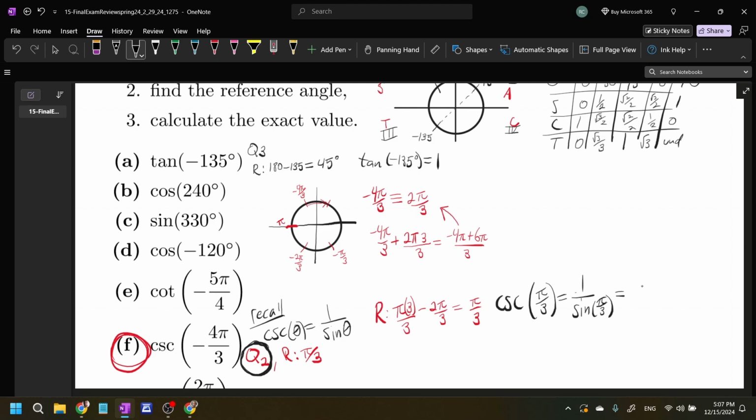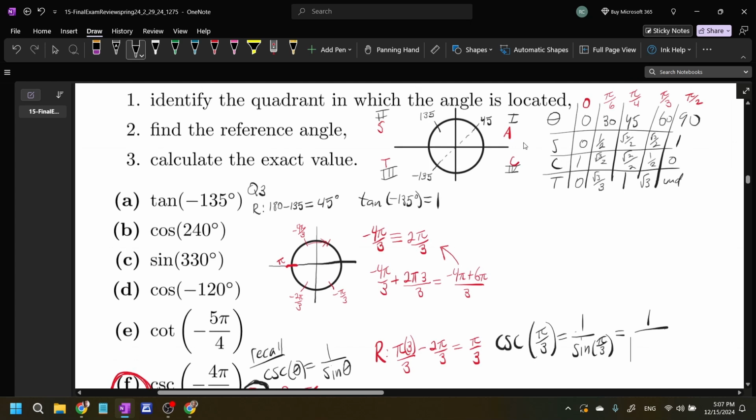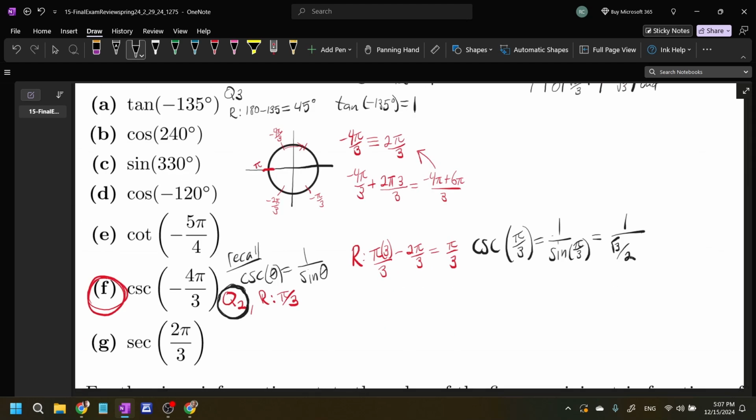So we can now rewrite this as 1 over the sine of pi over 3. Referring to our table, sine of pi over 3 is radical 3 over 2. So we have 1 divided by a fraction, which means let's flip this fraction, and we have 2 over radical 3, which when we rationalize is going to give us 2 root 3 over 3. And that's our answer.